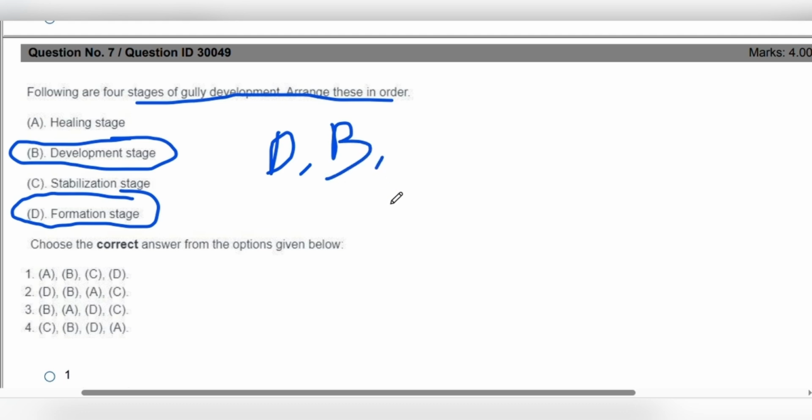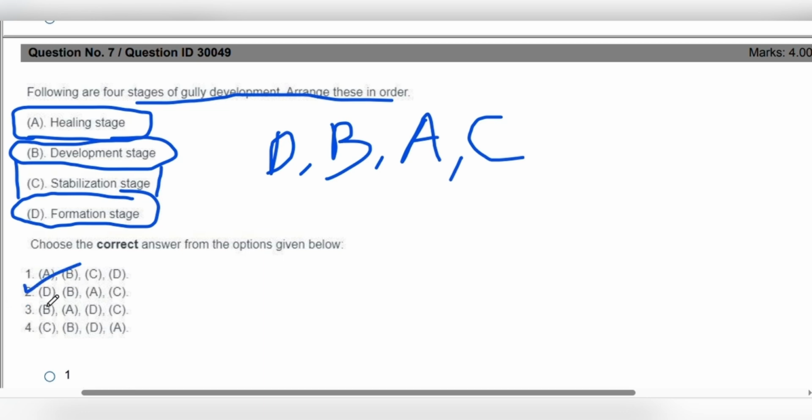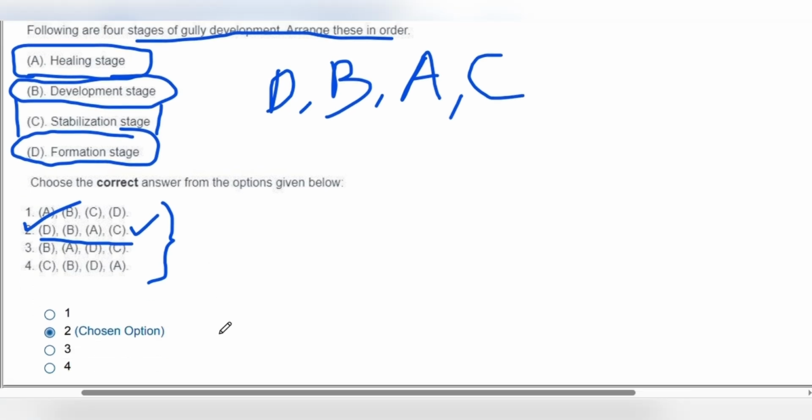And after that, the gully will get healed. There will be a healing stage when the erosion will be almost stopped and the gully starts to heal. And finally, after healing, there will be a stabilization stage where the gully gets stabilized, further erosion is completely stopped, and the gully is stabilized. So here the answer will be option 2. As you can see here, first choice D is only in one option, so you can mark it very easily. There is no case of confusion, but I would always suggest you must read all the 4 options, and I will tell you in a later stage. I will show you an example of how you can miss something if you don't read all the options.